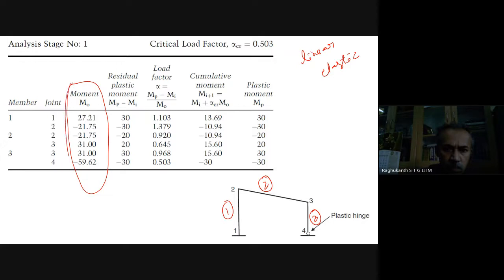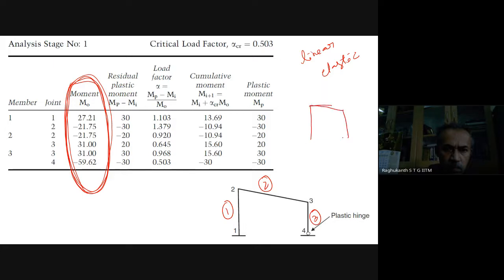Now you tell me which is the most critical location where a hinge will get formed. At what location, at 1, 2, 3, or 4? Where is the bending moment maximum? Which joint: 1 is here, 2 is here, 3 is here, 4 is here. Where is the bending moment maximum, at which joint, 1 or 2 or 3 or 4?